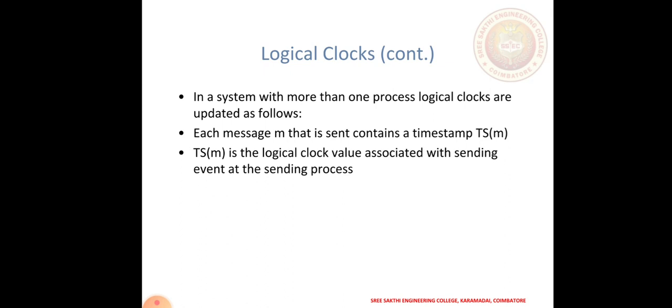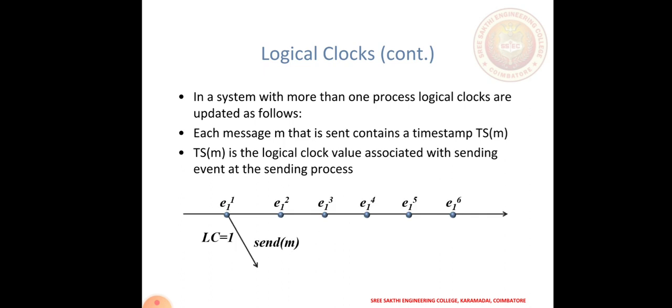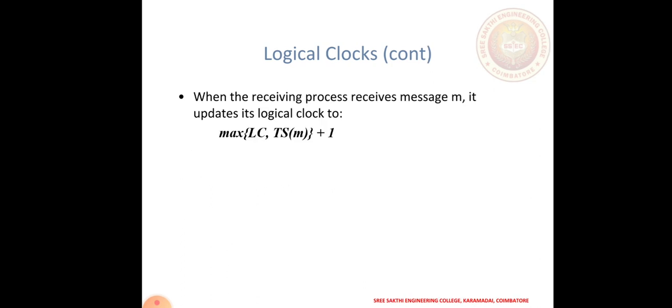If a system has more than one process, how are the logical clocks updated? Here there is time scheduling. Timestamp is also known as time scheduling. Each message M is sent with the timestamp TS, and that TS logical clock value is associated with the sending event at the sender process. Suppose E1 has LC equal to 1 and sends the message with the timestamp; then the timestamp of E1 is equal to 1. Likewise, every event has a timestamp value.